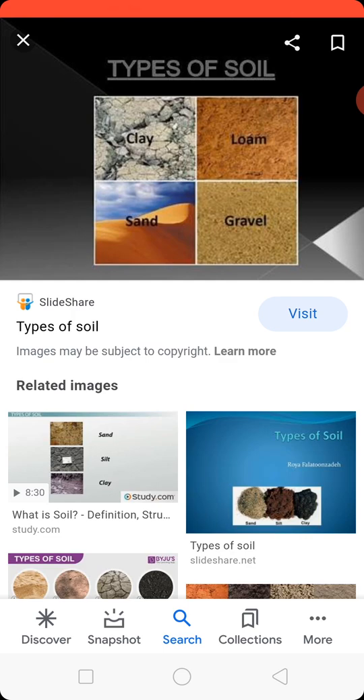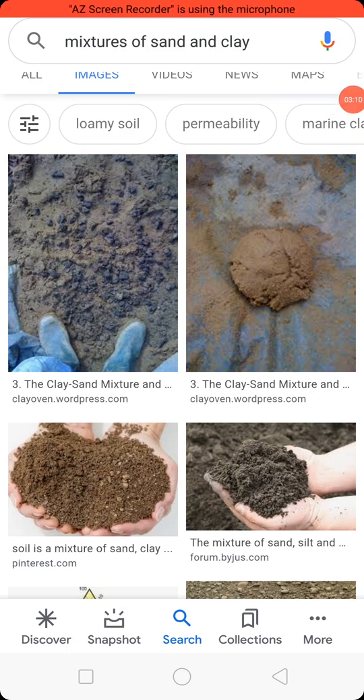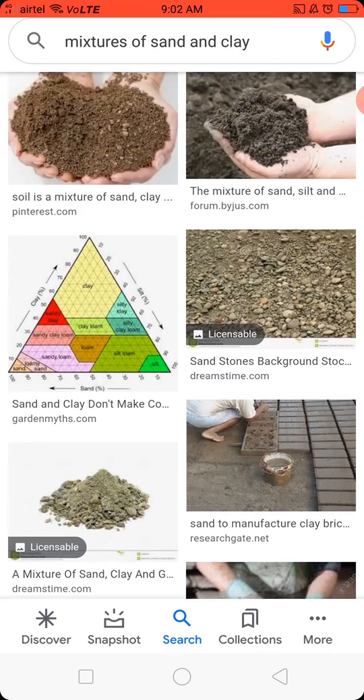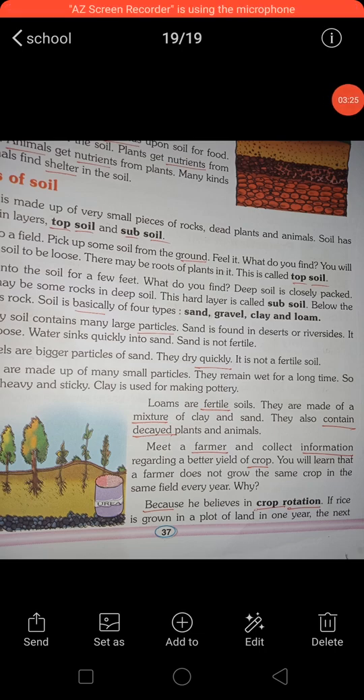Now come to loams. Loams are fertile soils. They are made of mixtures of clay and sand. So here these are some pictures of clay and sand. These are the pictures of loam. So we got to know loams are fertile soil. In loams what are mixed? They are made of a mixture of clay and sand. I have shown you the pictures. They also contain decayed plants and animals.